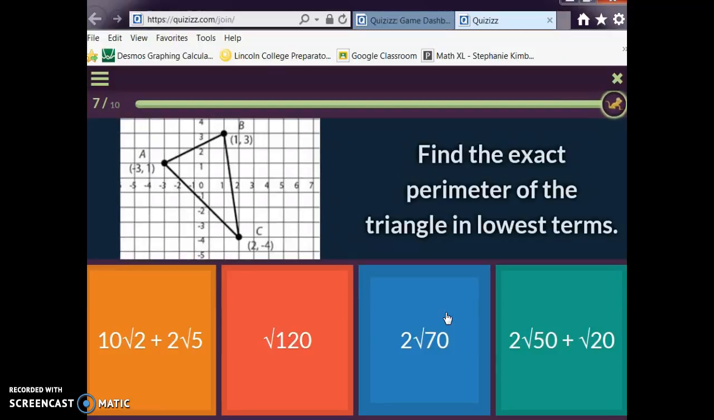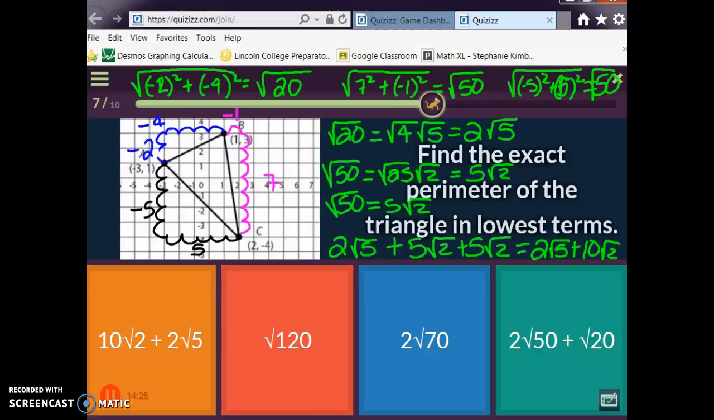Let's see. Find the exact perimeter for the triangle in lowest terms. Well, it looks like I'm going to do some more distance formula. So why don't you try this out, press pause and see what answer you come up with, and then we'll do it together. So go ahead and press pause. Did you get what I got? I think you should have.